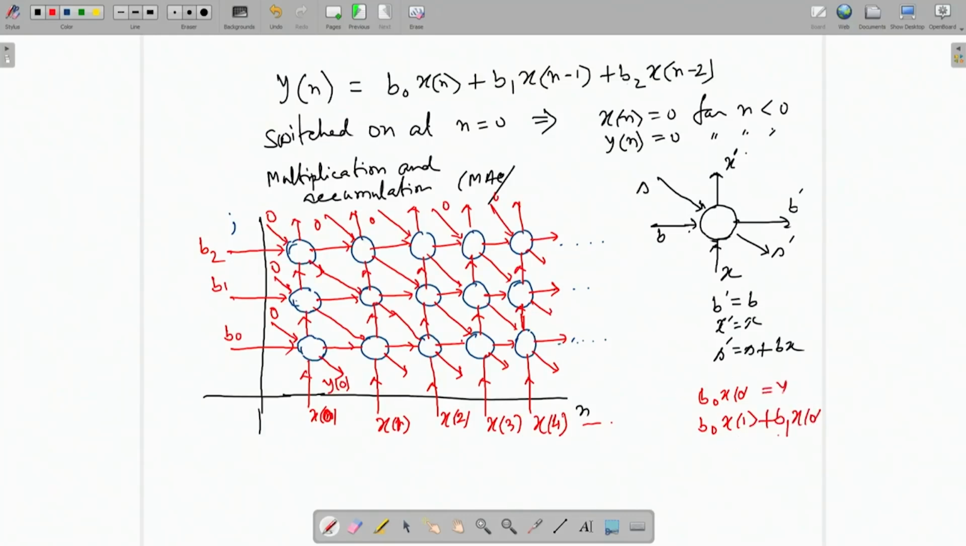This was Y0. What is Y1? Y1 will be B0 X1 and B1 X0. Nothing from here because it will be B2 X minus 1, which is 0. So, this is equal to Y1. So, Y1 is coming here.